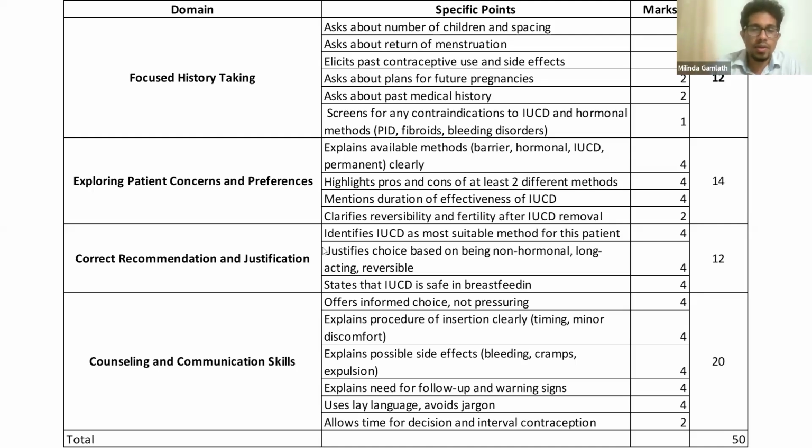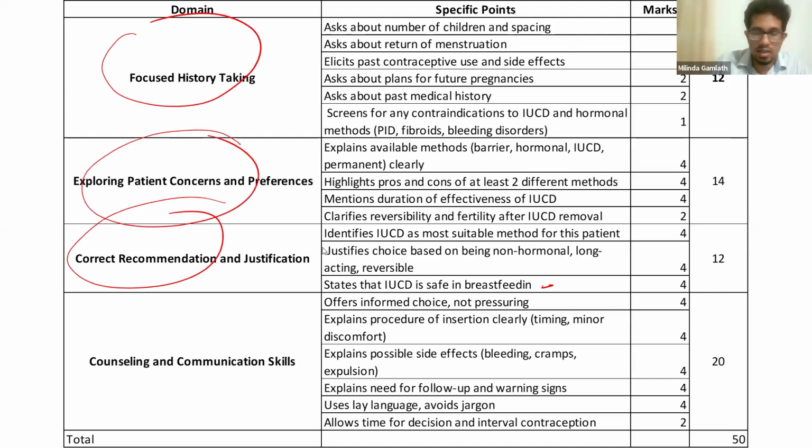And if you are breastfeeding, you need to explain that an IUCD is safe in breastfeeding as well. Right. And the communication. So these are the general domains that you need to focus on. And then, Nipuni, you also need to focus a little bit on communicating in simple language, right? You ask what is your surgical history and stuff like that. So you need to ask specifically, did you have any surgeries done? Did they cut open your stomach or stuff like that?